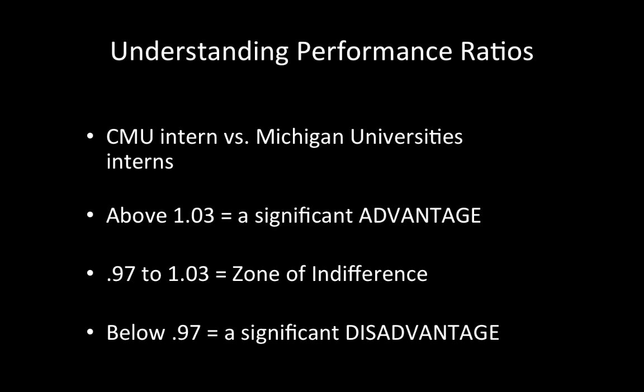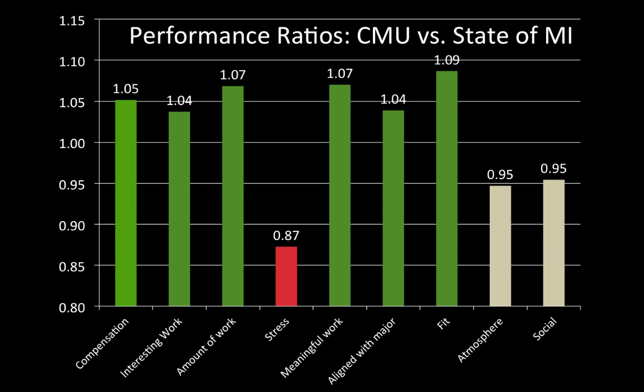If our scores are above a 1.03, it has a significant advantage. If a score is 0.97 to 1.03, it's the zone of indifference. There's not really a difference between the two schools. And then below 0.97, we have a significant disadvantage. So let us look at that.